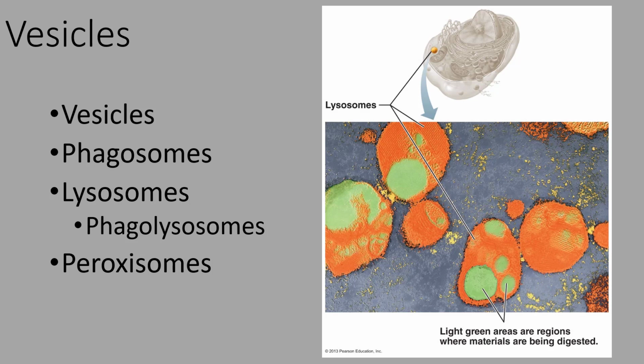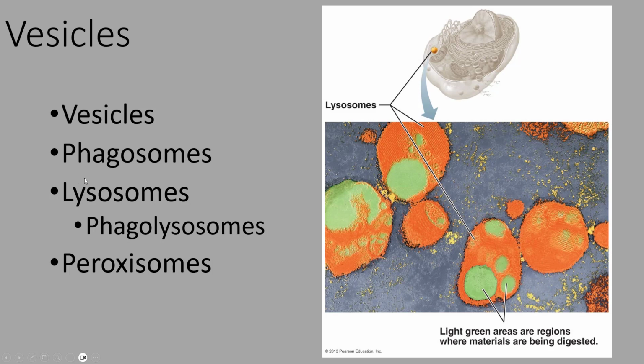Previously, when we talked about phagocytosis, we said that when the cell phagocytizes or eats something, it produces a vesicle. That vesicle was called a phagosome. It's a vesicle produced by phagocytosis. Maybe it's got a bacteria trapped in it, maybe some other dead cell. Whatever that cell ate, whatever it phagocytized, is trapped inside a vesicle called a phagosome.